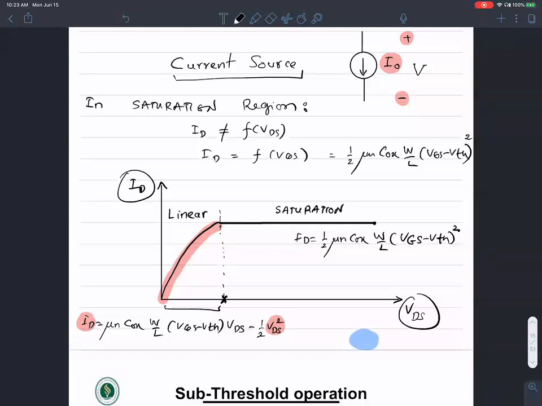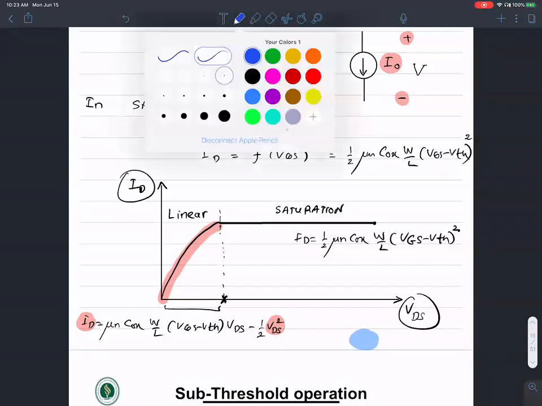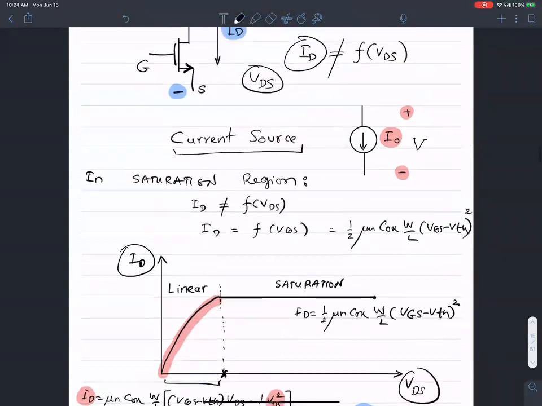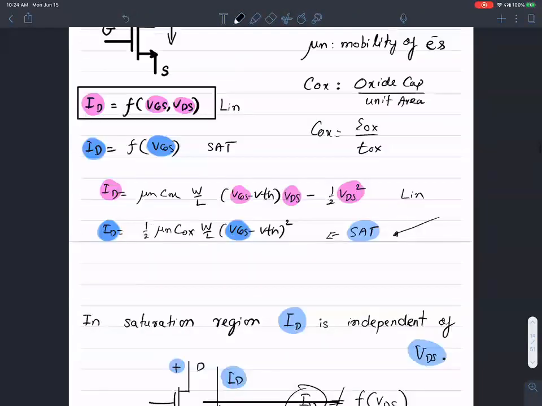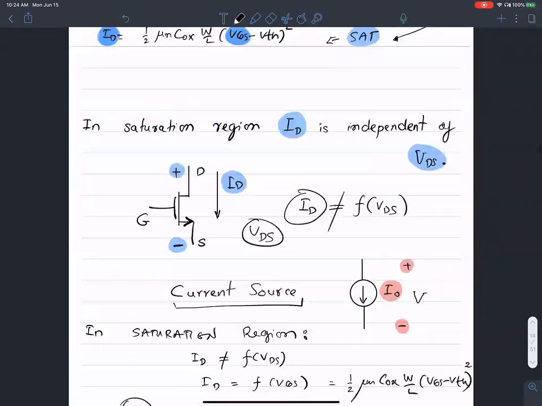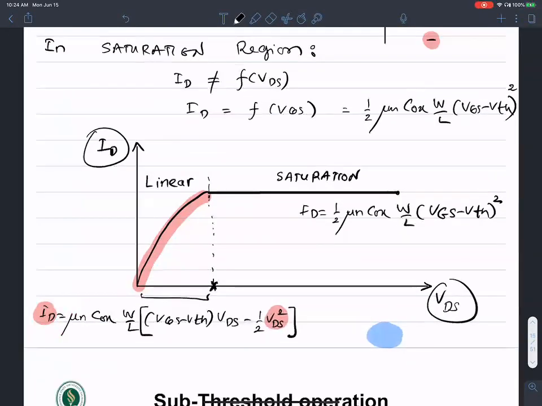Should there be brackets to the right of the W over L in the linear equation? Sorry, my bad. Like so. Thank you. Let me go back and see if I missed those brackets somewhere else. I missed the brackets over there. Included the brackets over there. All right, thank you. Keep reminding me if I forget something like that. Okay, what else?